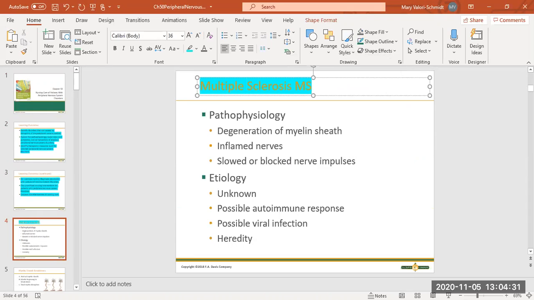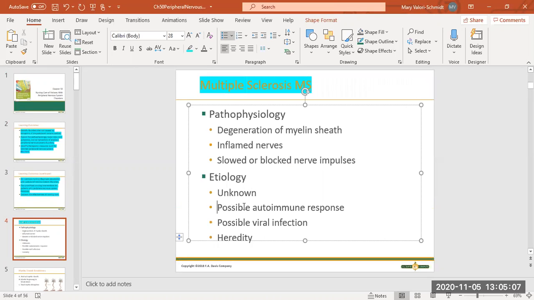Okay, MS. So multiple sclerosis is degeneration of the myelin sheath. In other words, there's a protective covering around nerve cells that's called a myelin sheath. And we believe it's autoimmune, but I don't know, idiopathic, we're not sure. For whatever reason that people get this, that myelin sheath starts to break down and the nerves get inflamed. So the nerves can't communicate the way they normally do. So as you can see down here, etiology unknown.